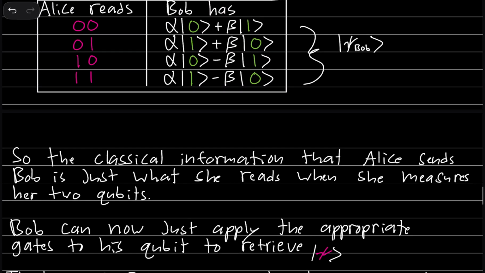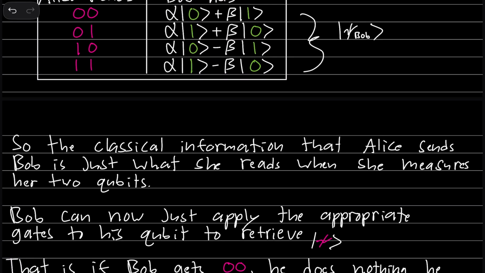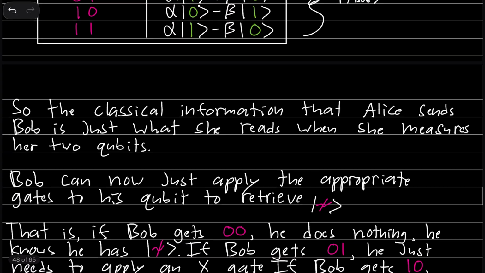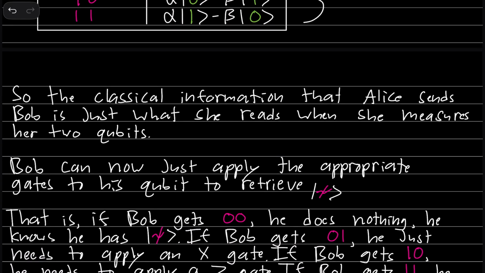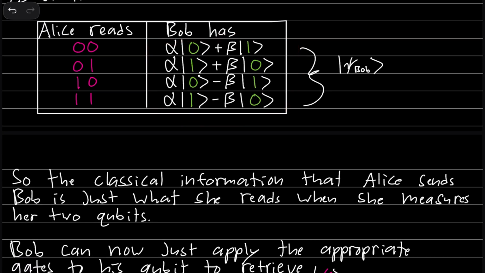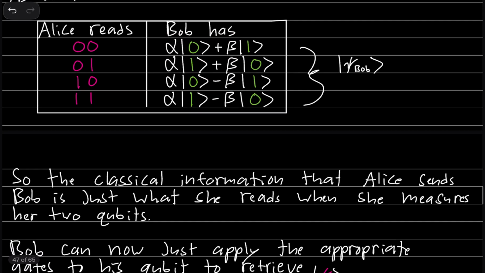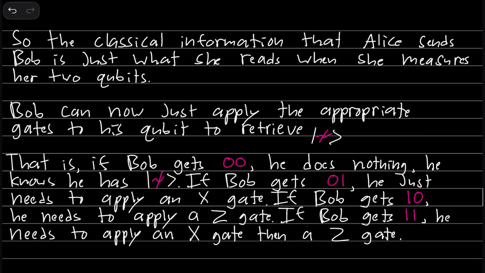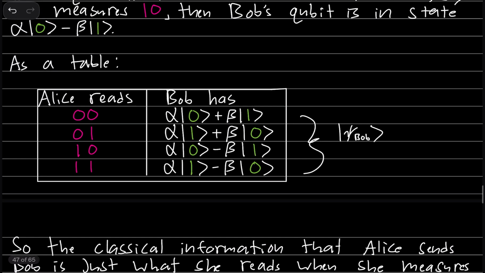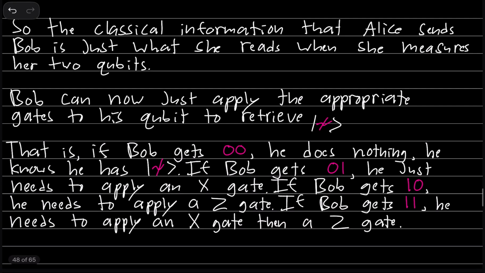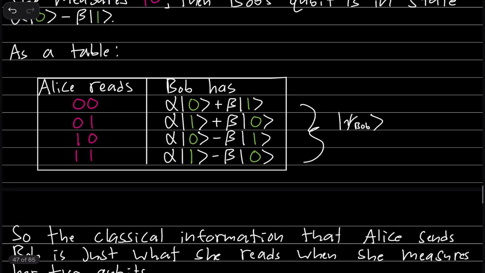And so the classical information that Alice sends Bob is just what she reads when she measures her 2 qubits. So just the 2 bits that she measures. And then according to what Alice sends Bob, Bob can just apply the appropriate gates to his qubit, whatever he has here, to work back to the correct value of ket psi. So if Bob gets 0, 0, he does nothing, because this is equivalent to ket psi, the original state that Alice was trying to send him. If Alice sends Bob a 0, 1, that's this one right here.